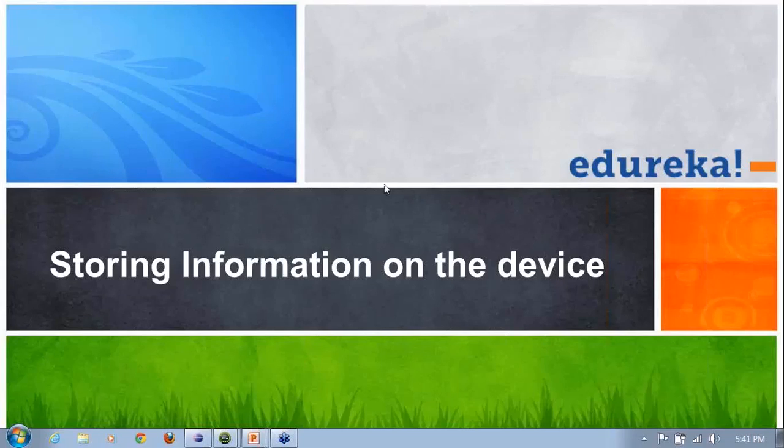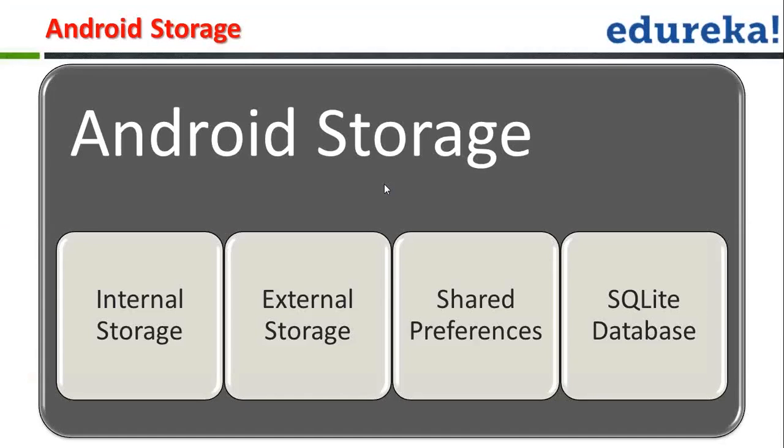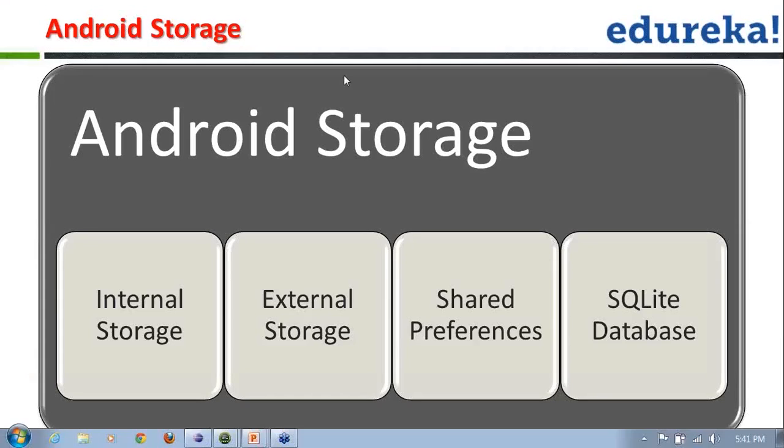So we'll cover them up today. What are the various ways of storing information onto the device? If you all remember, the Android storage comes in 4 segments. One is the internal storage, then the external storage, then we have the shared preferences, and finally we have the SQLite databases.